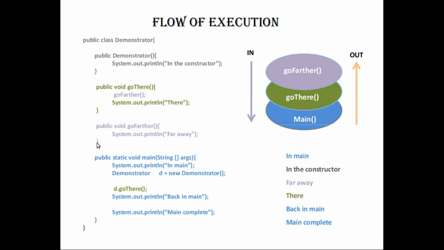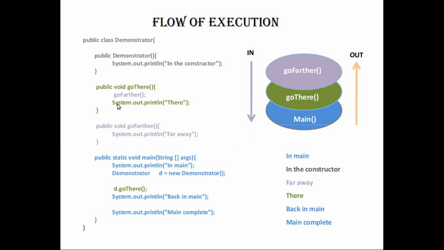After hitting this closing curly brace, what happens? At this line, first of all, you see what it prints, far away, and then it hits the closing curly brace. After it hits the closing curly brace, it's done, it's finished. So it jumps out of the stack, it's popped off the stack, and it returns control to go there. Now we have two methods left in the stack, go there and main.